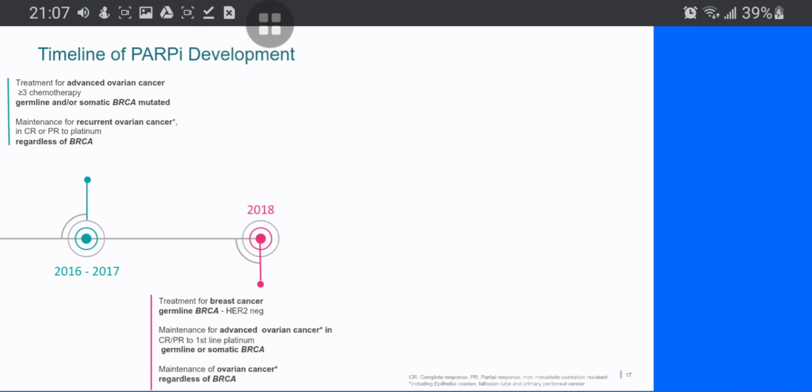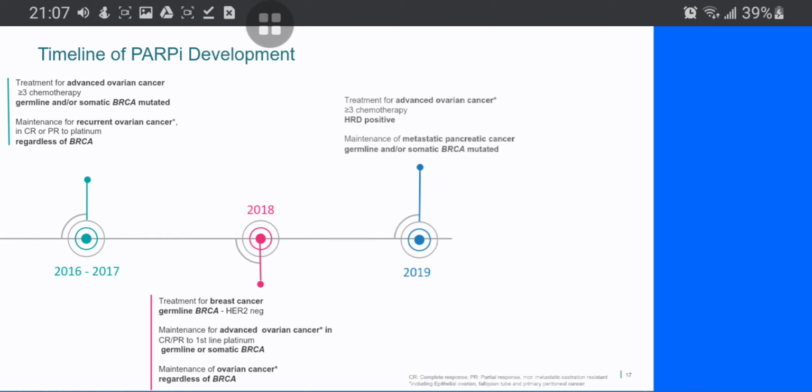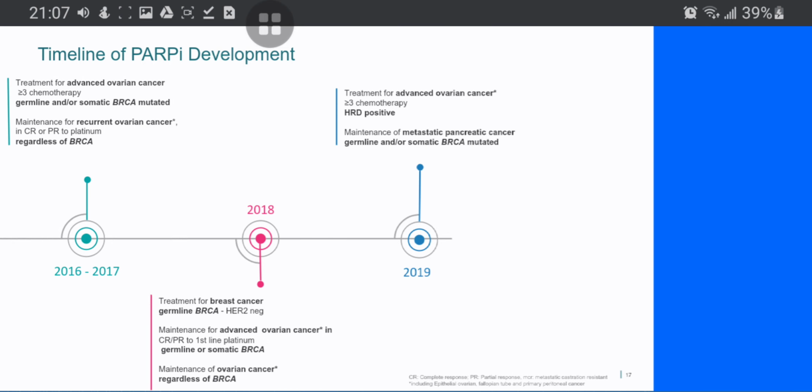In 2019, some studies were also published for the treatment of advanced ovarian cancer with more than 3 chemotherapies and with HRR deficiency positive, which means that HRR is not working anymore in the cell. So it's a deficiency. And also in maintenance of metastatic pancreatic cancer with germline or somatic BRCA mutations. So it's basically the POLO study.